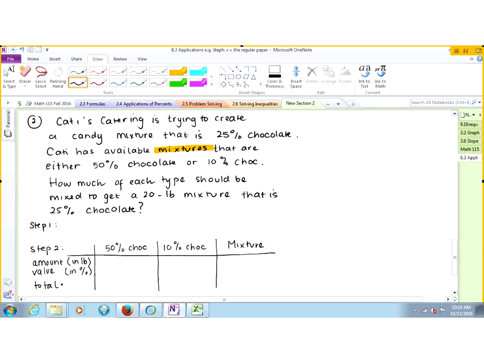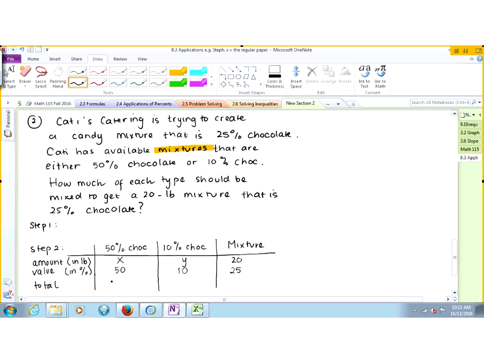Now, let's talk about the 50% chocolate that I want to mix. Do I know how much it is? No, so I will call it X, and the other one Y, right? Okay. What about the mixture? Do I know how many pounds? 20. So do you see how when we organize this, it looks really nice and it's really easy to use? Now let's talk about the percent. 50% chocolate, what do I put here? 50, right? And for the 10%, 10. What about the mixture? 25. Yes. Okay, good.